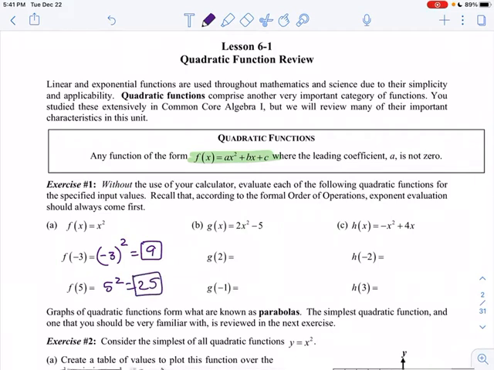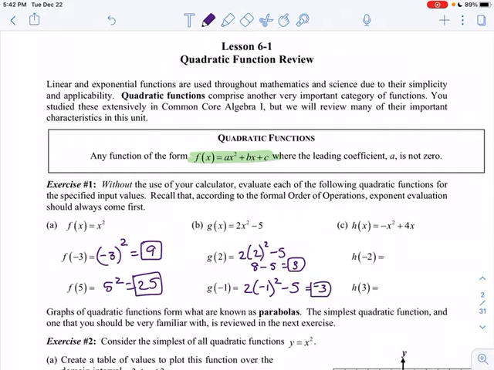For b, I have g of x equals 2x squared minus 5, and I'm going to substitute in 2. Remember to use PEMDAS, your order of operations. So 2 squared is 4. I'm going to do exponents first. 4 times 2 is 8, and 8 minus 5 is 3. Then I'm going to substitute in -1. Again, the -1 is being squared, so -1 squared is +1. 2 times 1 is 2, and 2 minus 5 is -3.